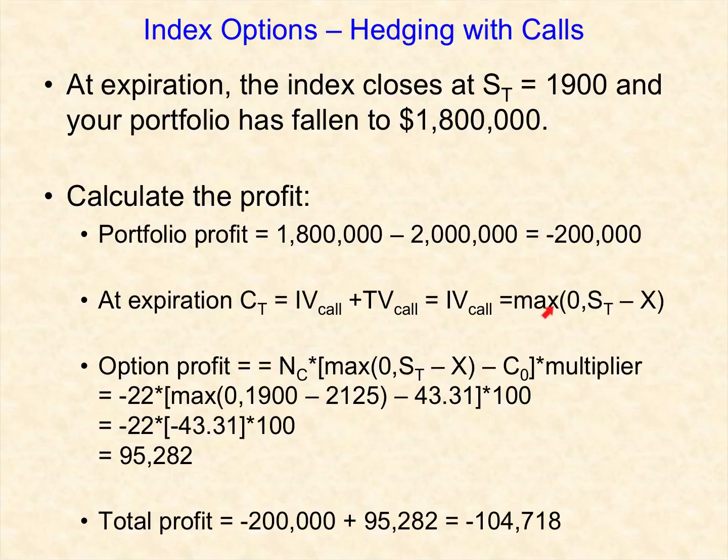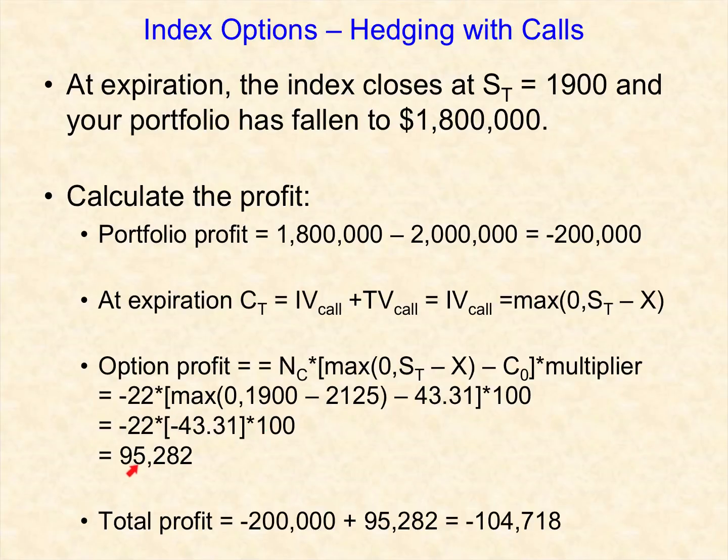That intrinsic value is the maximum of 0 or the ending index level minus the exercise price. So we can calculate our options profit as follows. It's the number of contracts we have, 22 contracts, times the ending value. We'll use that intrinsic value as we saw up here. It's the maximum of 0 or the index level of 1900 minus the exercise price of 21.25. We subtract the initial premium on the call option, which was 43.31. And finally, we multiply it by 100, which is the multiplier on the index option.